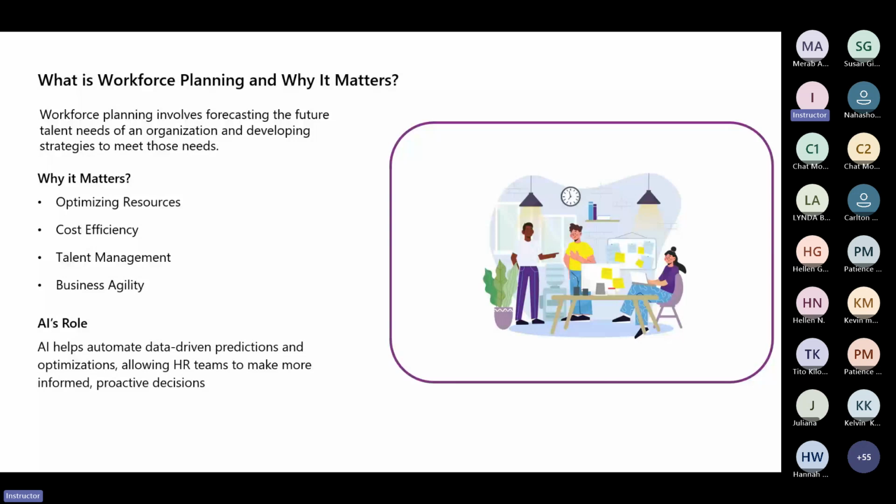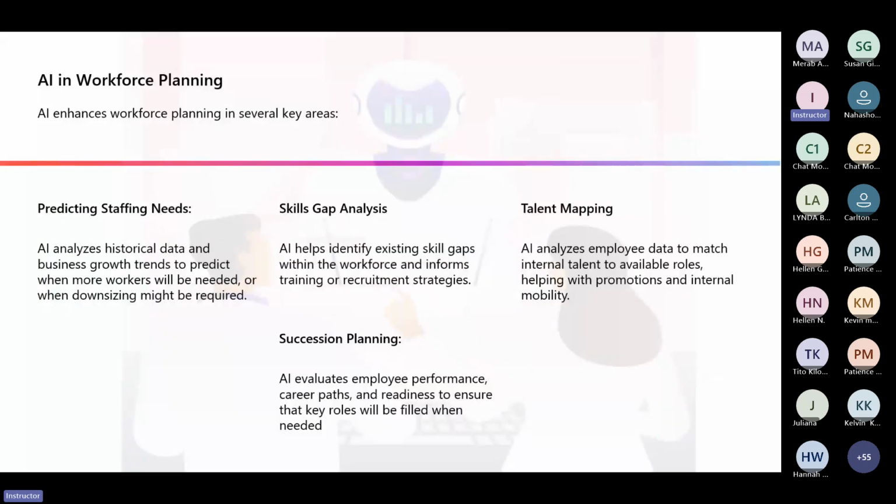All right, here are some key areas to focus on when we want to enhance our workforce planning with AI. Remember, predicting the staff needs is very important. Filling up the skill gap: we can work with skill gap analysis to find what's missing and work there. Talent mapping is very important to know who needs to be in which position at what time. And succession planning, where AI evaluates the employee performance, their career path, and their readiness to ensure the key role will be filled when it is needed.